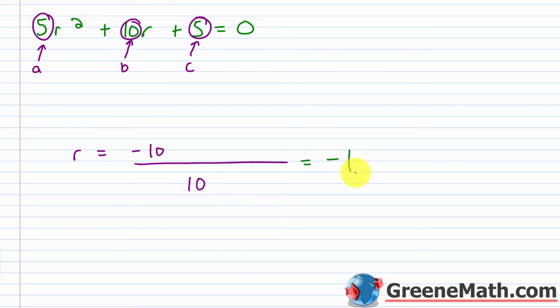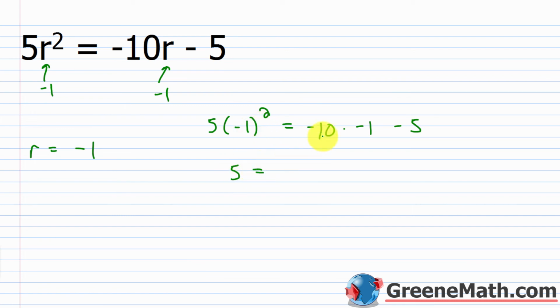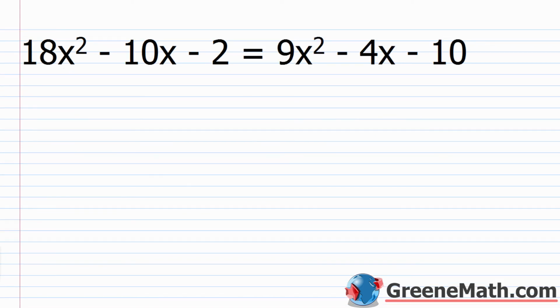And that's a simple one to check, so let's go ahead and do that. So again, r is equal to negative 1. So if I plug that in here and here, I'd have 5 times negative 1 squared is equal to negative 10 times negative 1 minus 5. Negative 1 squared is 1. 5 times 1 is 5. And this equals negative 10 times negative 1 is 10. And then minus 5. 10 minus 5 is 5, so you get 5 equals 5. So this solution checks out. R is equal to negative 1. All right, let's take a look at another one.